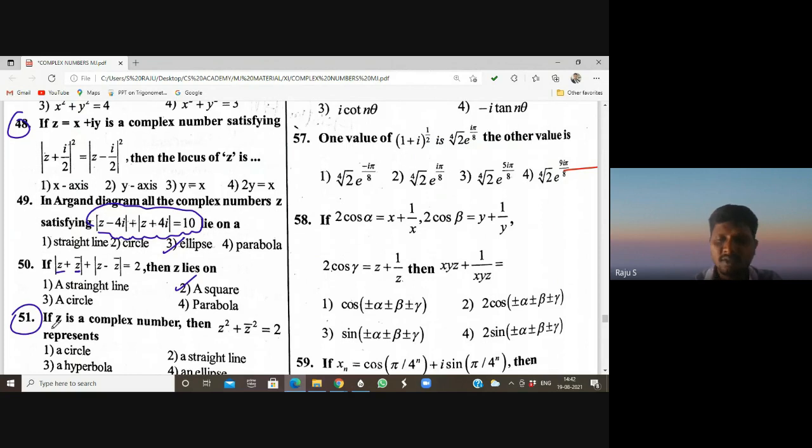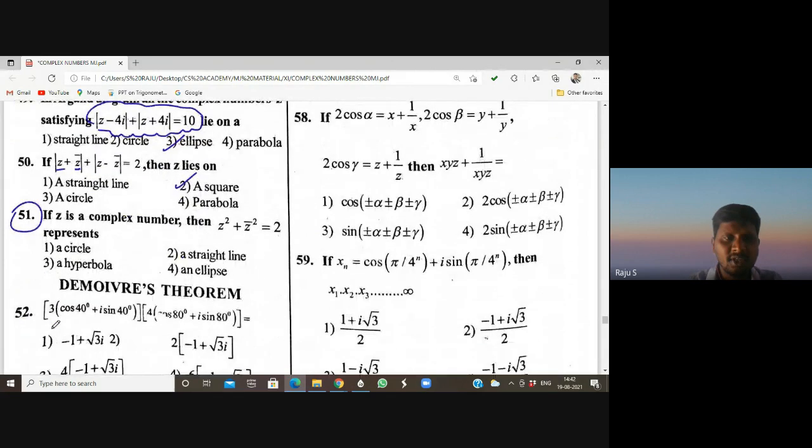The last one, 51, we can do. This is z conjugate whole square. Z is equal to x plus iota y. You can find z square and z conjugate square, where z conjugate is nothing but x minus iota y, and square on both sides. When we add these two and equate to 2, you are going to get the equation directly: a circle equation, or hyperbola, or an ellipse, like that.